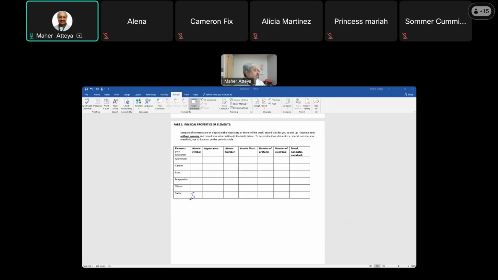Appearance is bright yellow solid. Correct, that is yellow. Yellow solid, just write it here. So let me write it here. This one here is S. This one here, appearance is yellow solid.